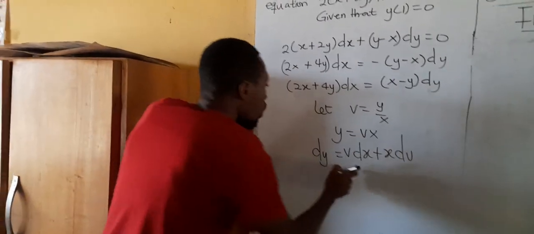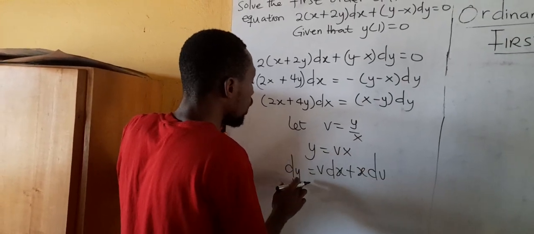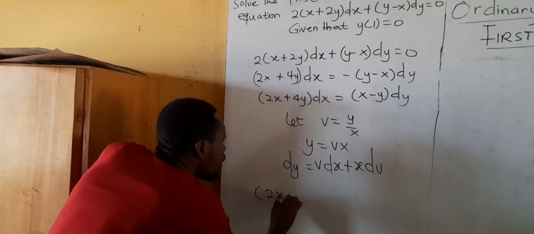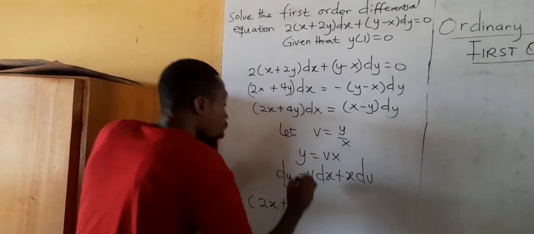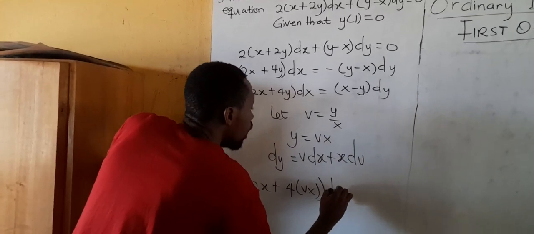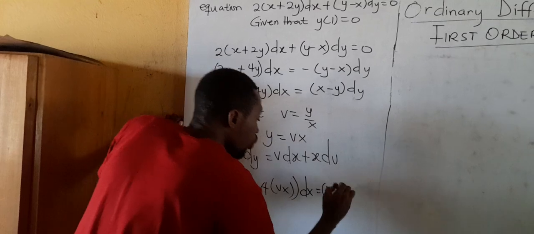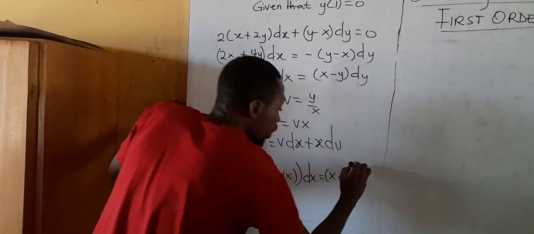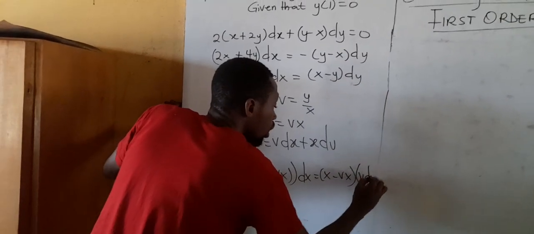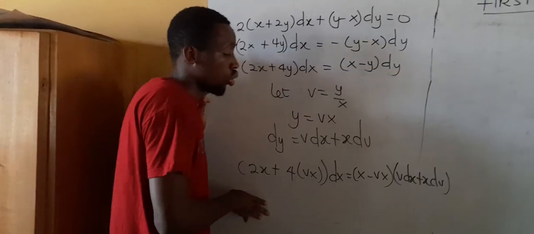So now let's see, we substitute that. Any place we see y, we put vx. Any place we see dy, we put v dx plus x dv. So we have (2x + 4, in place of y we put vx there, this vx) dx is equal to (x minus, in place of y we put vx) bracket. Then in place of the dy, we'll put the whole of that, that's v dx plus x dv. I hope you get that. So we substitute.